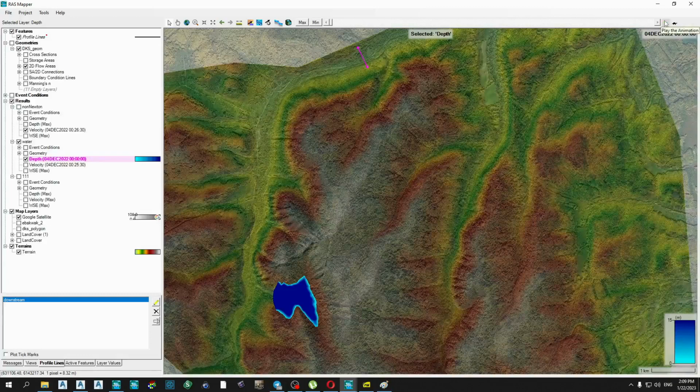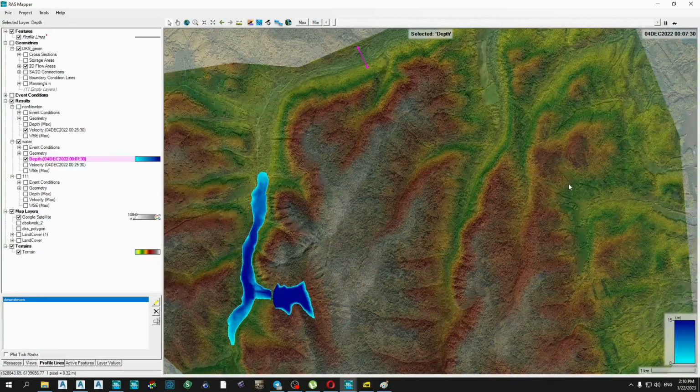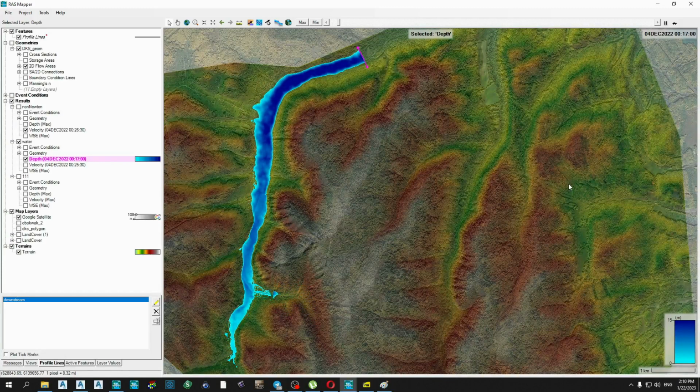It's not difficult to imagine what will happen after the dam break. We will have a very big wave with a steep slope and high velocity, and this wave will be running to the downstream cross section.